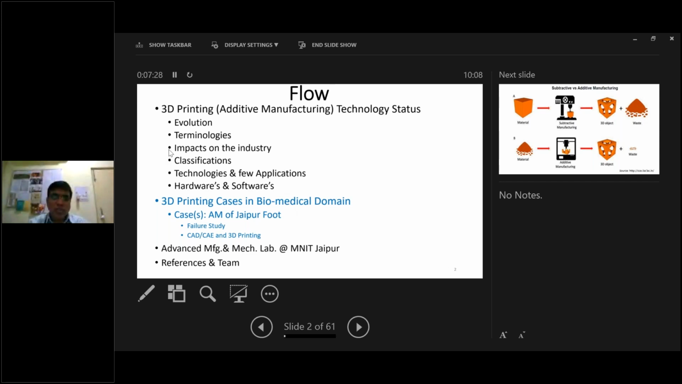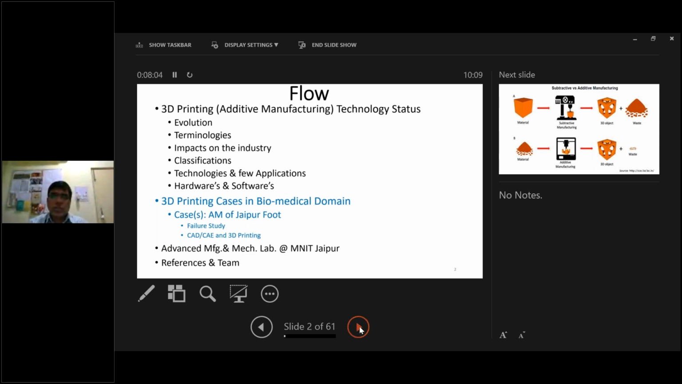In those terms, we'll also talk about how it is going to impact the industry, the possible classifications of these technologies, some relevant applications, and some hardware and software which are there as on date in industry. It is going to be a very basic talk, as well as very contemporary in terms of what is happening as on date, particularly at the academic level, so that we can use this technology, do research, and tell our students to go for it.